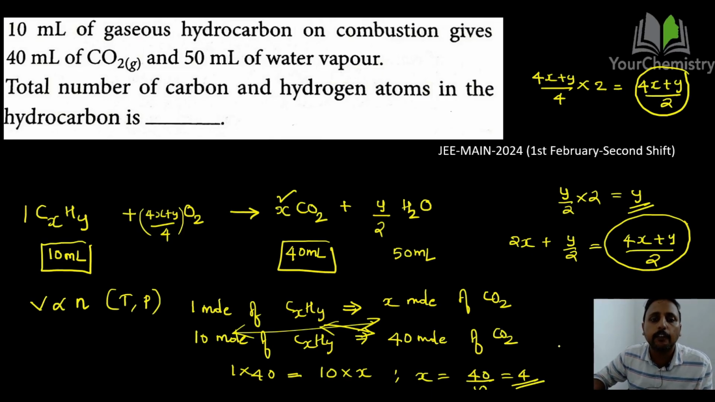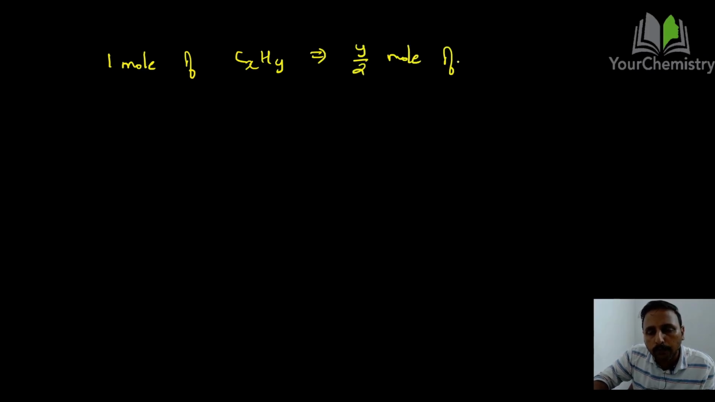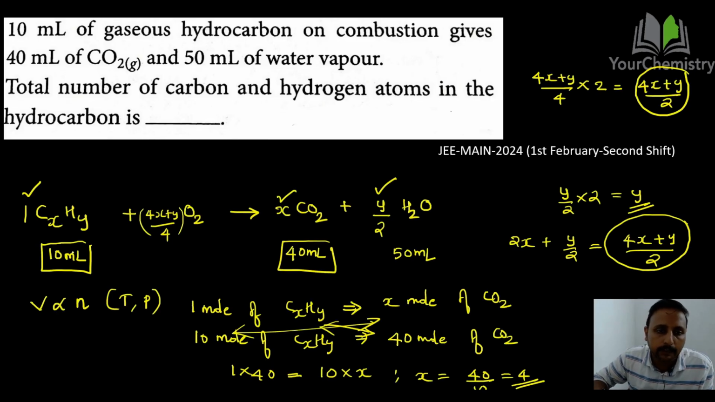Now similarly we need to find the value of y. So I am going to do that on the next page. You just see, 1 mole of CxHy is giving how many moles of H2O? y by 2 mole of H2O. And in the question you see 10 ml, because volume I will take in terms of number of moles. So 10 mole of CxHy.